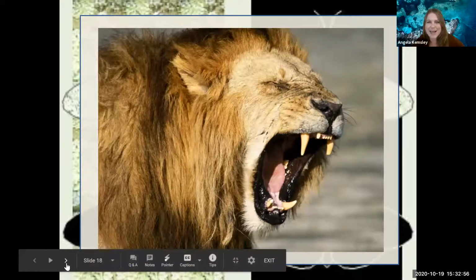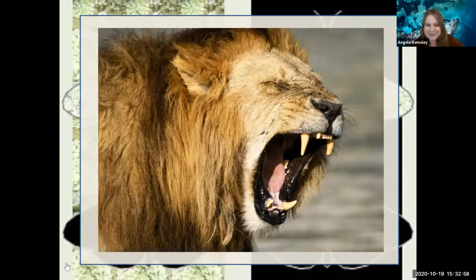Ooh, so what is an adaptation of this lion? Yeah, it's sharp teeth. So the sharp teeth are the adaptation. What is the function of that adaptation? To catch and kill and eat its delicious prey. So the adaptation is the sharp teeth. The function is to help it catch and rip apart prey.